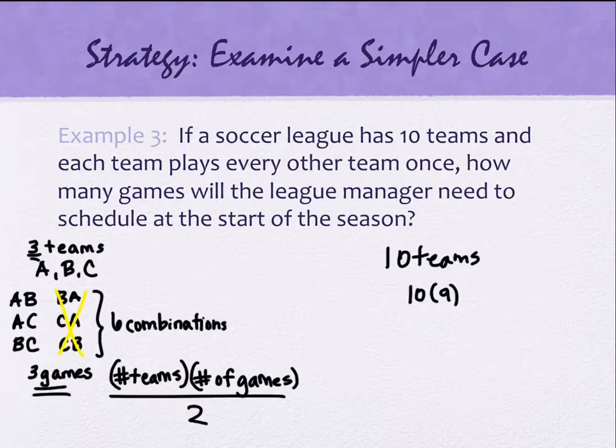So what do I have to do with the 10 and the 9? I would divide their result by 2. So what is 10 times 9? 90. And then divided by 2 would be 45. So there are 45 total games.